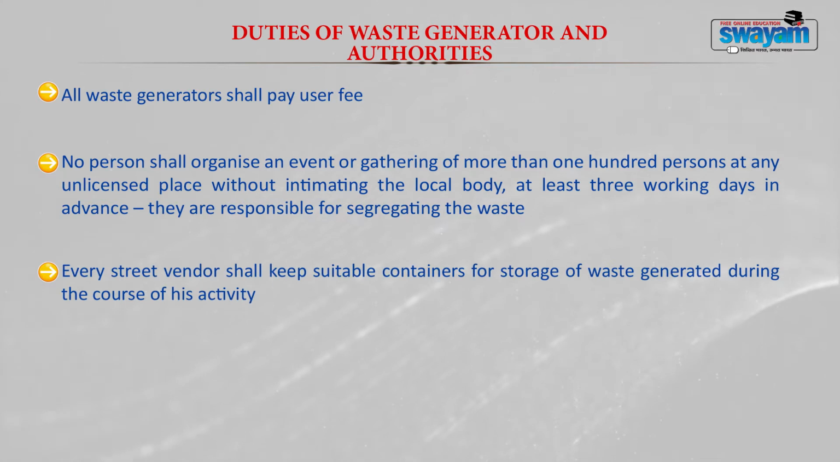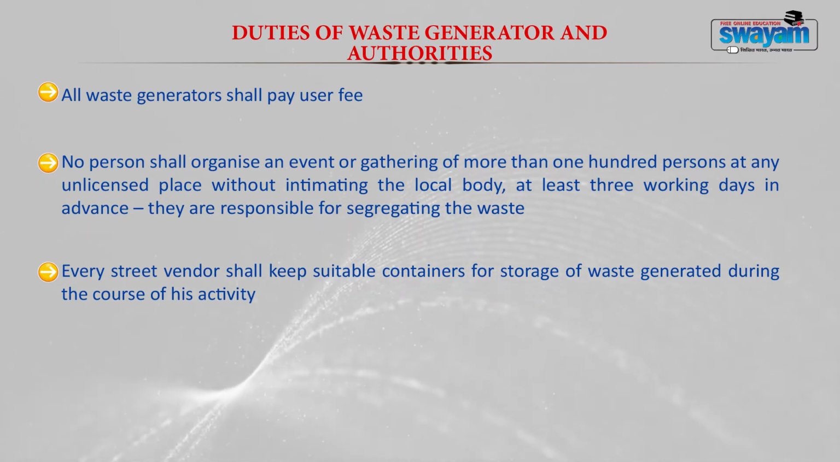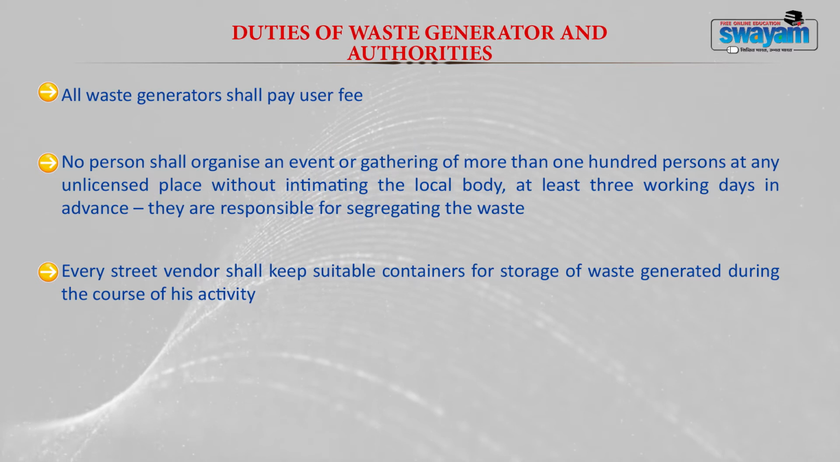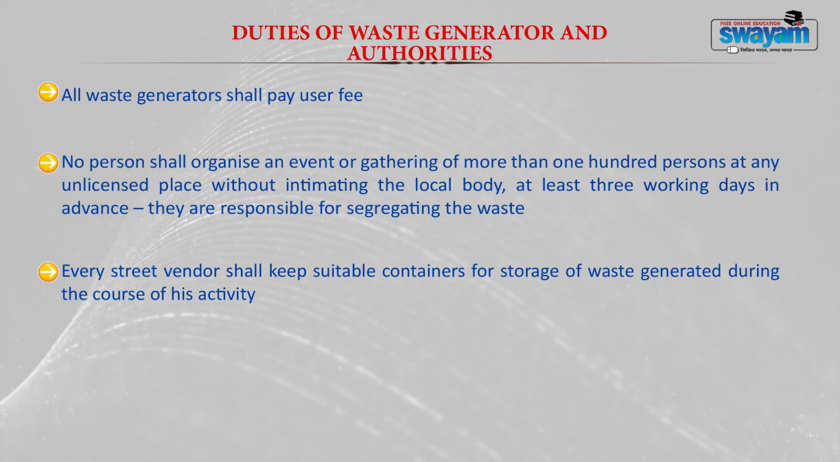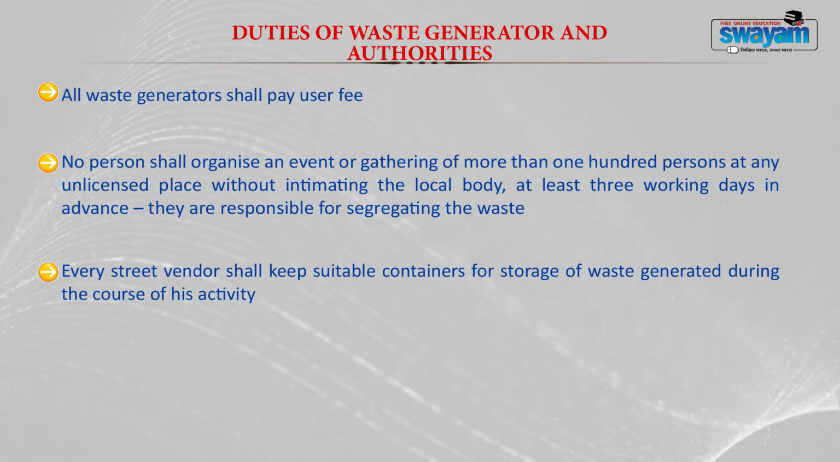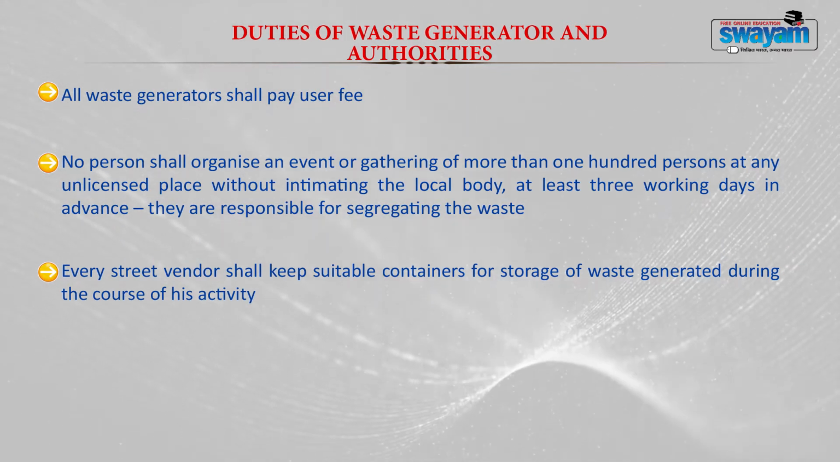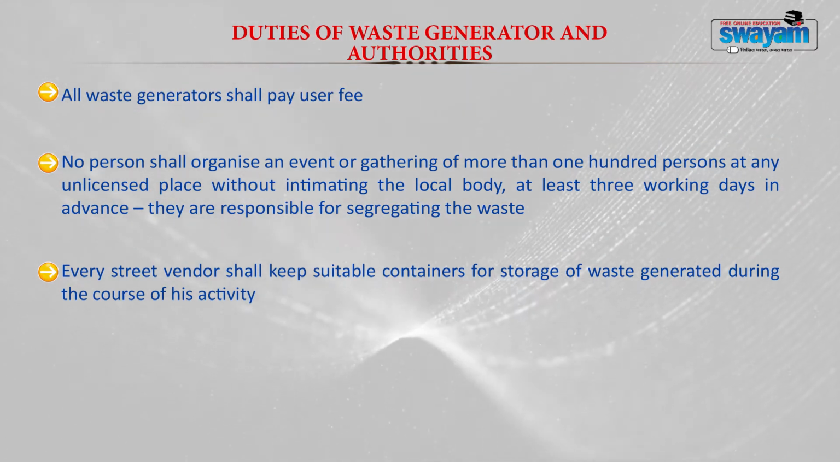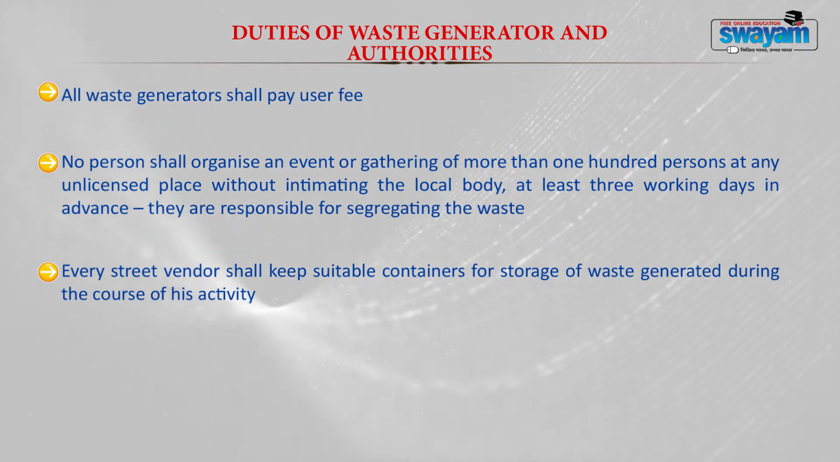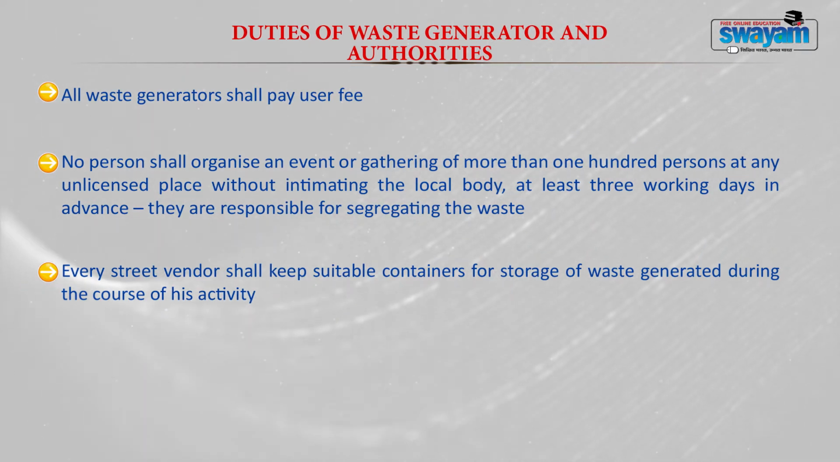Now, the street vendors also play a role as waste generators. They should keep suitable containers for storing the waste that is generated during the course of their activity. For example, if you have a small fruit vendor, the waste, the spoiled fruit or the fruit peels, should be stored in a proper container and then they should be disposed of or given to an authorized collector.